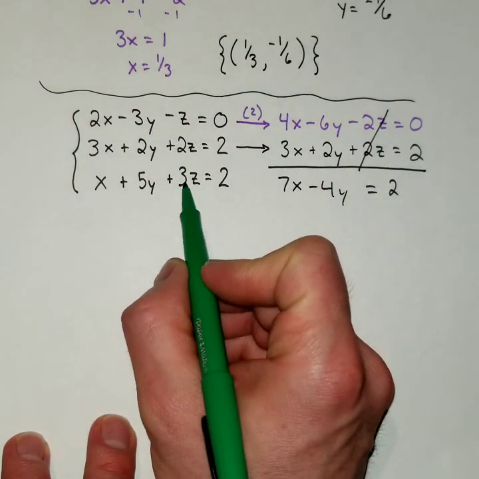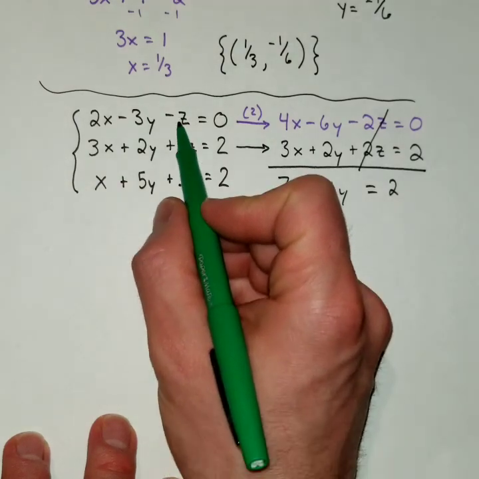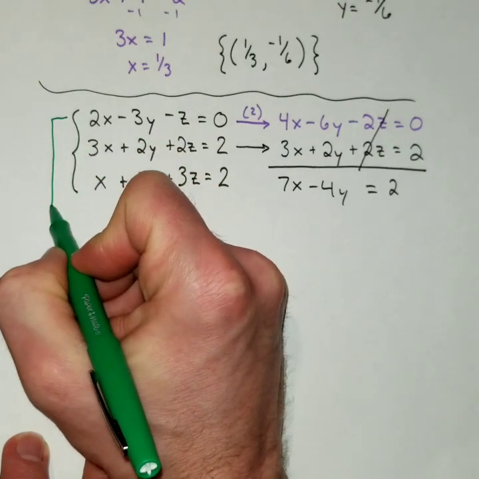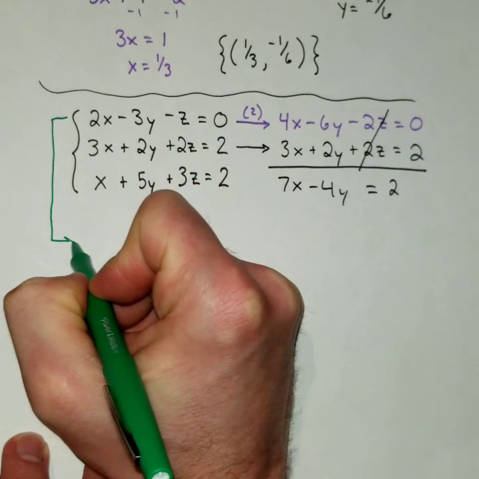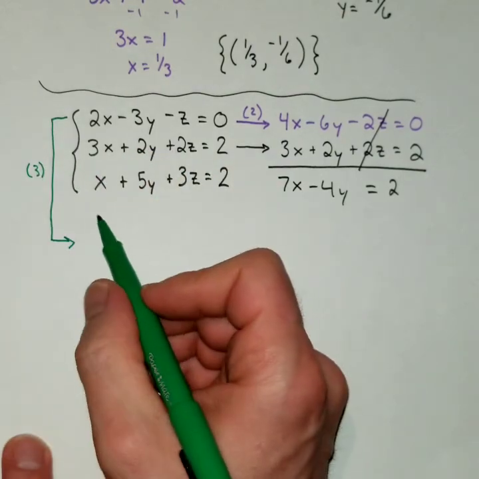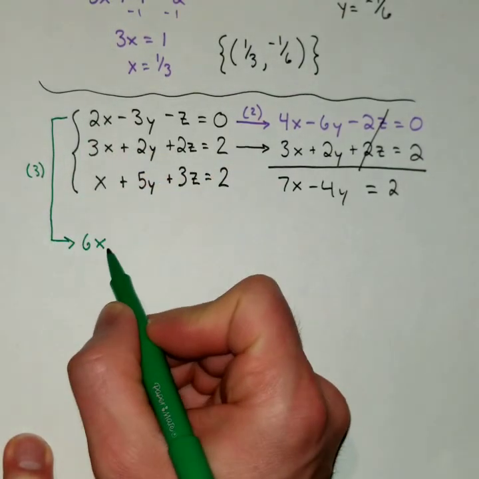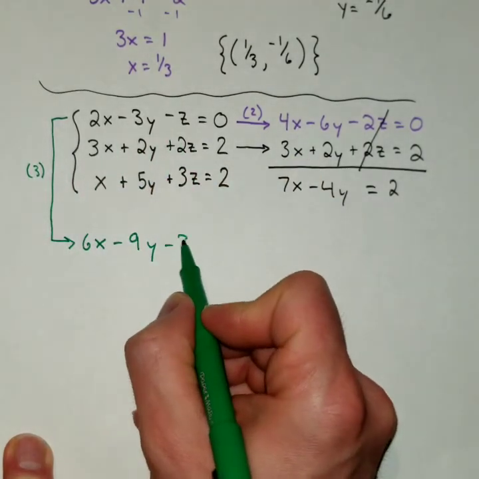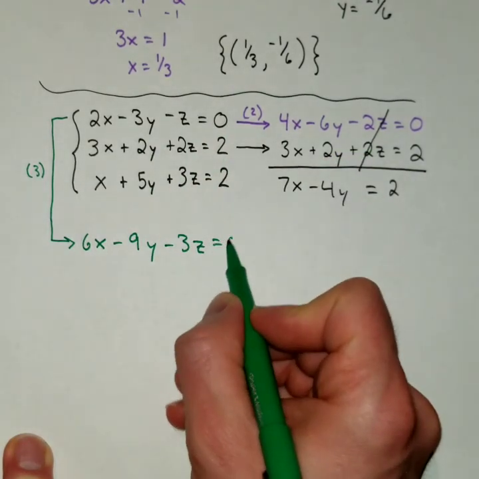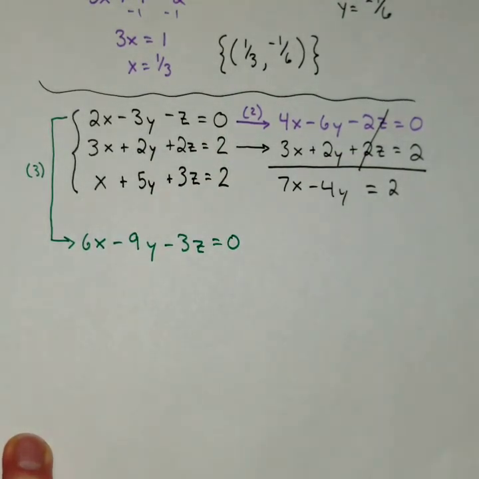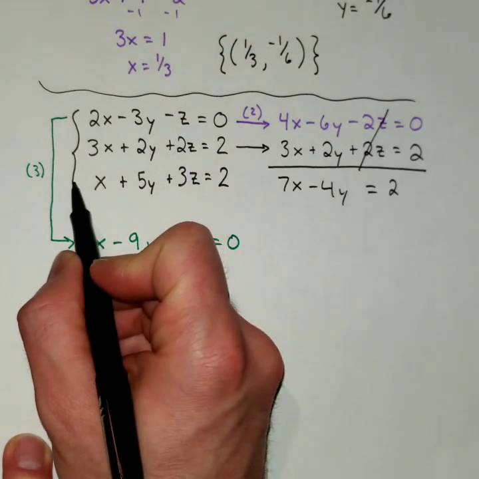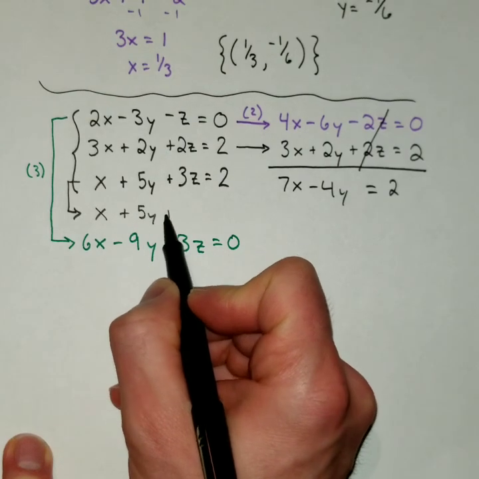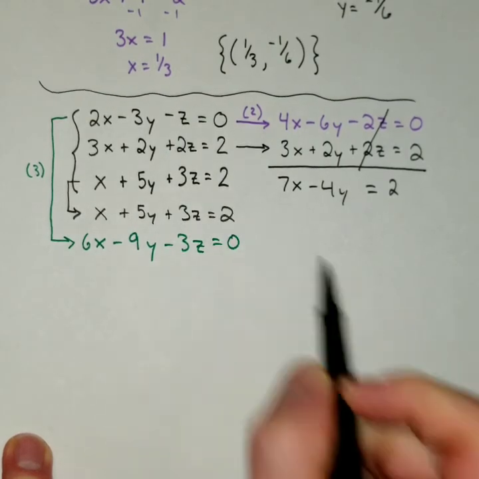And so with the first and the third, to get the coefficients opposite, I have to multiply this first one by 3. Multiply by 3. 3 times 2 is 6. 3 times negative 3 is negative 9. 3 times negative 1 is negative 3. And 3 times 0 is 0. The other equation, oops, I guess I didn't really need to rewrite this. x plus 5y plus 3z equals 2.